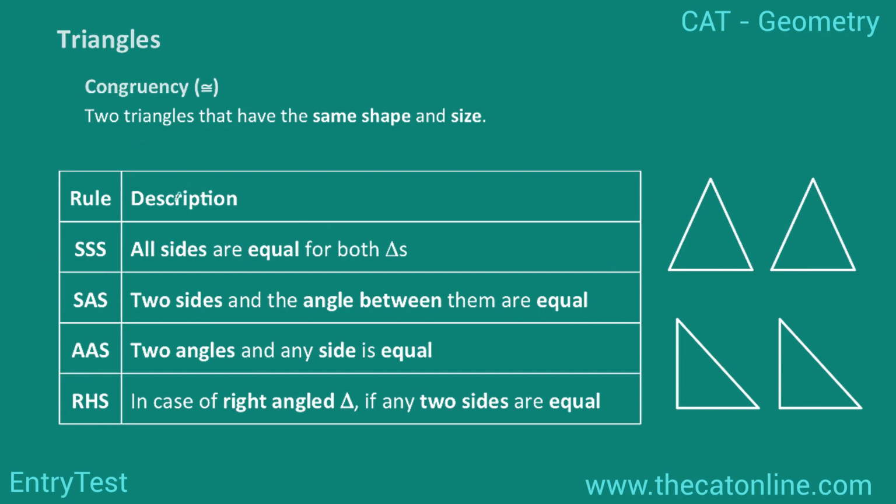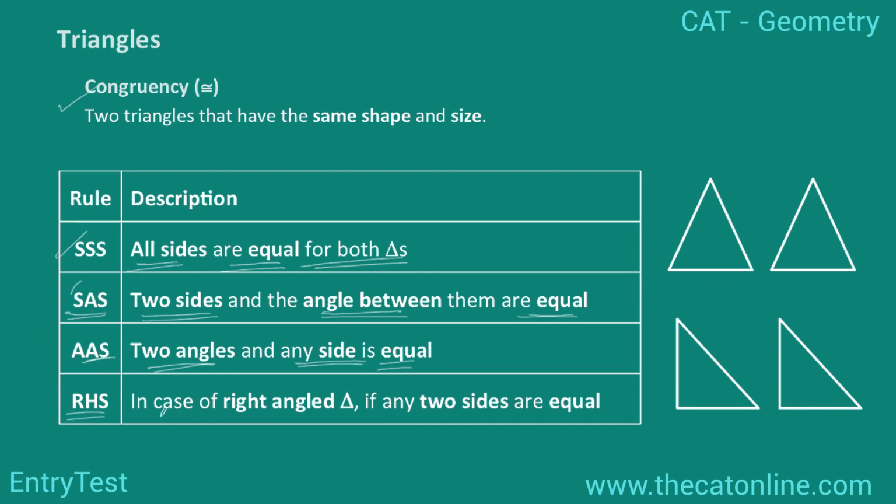The first one is SSS: if all the sides of both triangles are equal, the two triangles would be congruent. SAS: two sides are equal and the angle between the two sides is also equal. The third one is AAS: two angles are equal and any one side is equal.